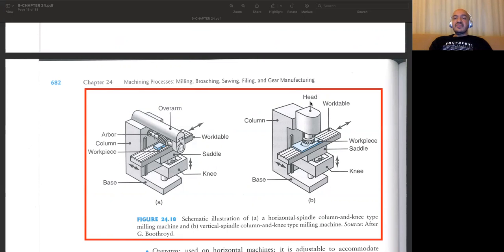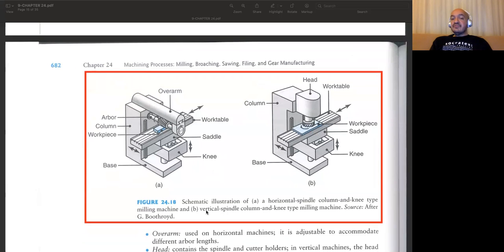And then what we do, we need to have a kind of a head installed with an electric motor and a spindle. And at the tip of the spindle, we need to have a cutter. And this cutter is rotating at high speeds. If you have this head in a vertical orientation, then this is called simply a vertical spindle column and knee type milling machine. But if it's horizontal, then it is simply called a horizontal spindle column and knee type milling machine. The thing about the horizontal milling machine is that we need to have a kind of an overarm.